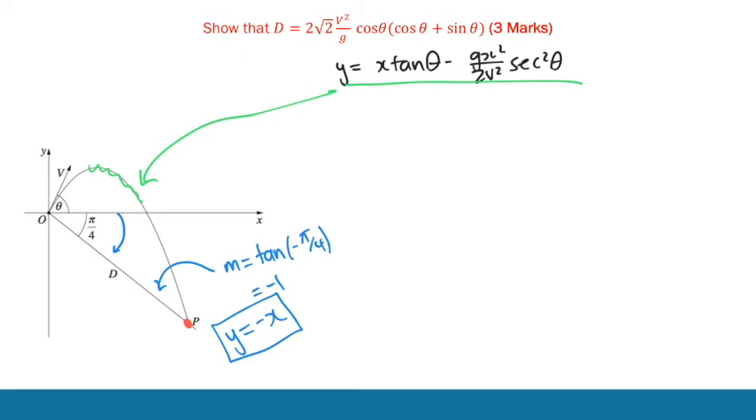So, what we're doing is we're finding where both of these equations are true. This y equals negative x, and our equation of motion up here. So, we just put them equal to each other. Negative x equals x tan theta minus gx squared on 2v squared sec squared theta.